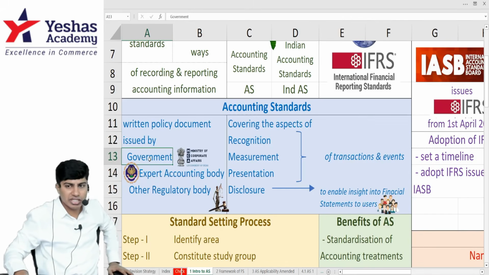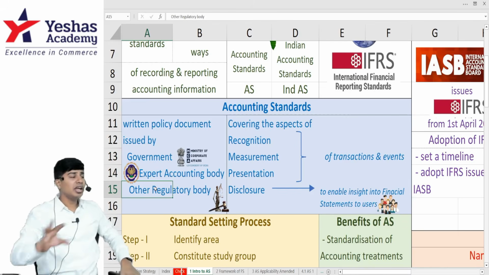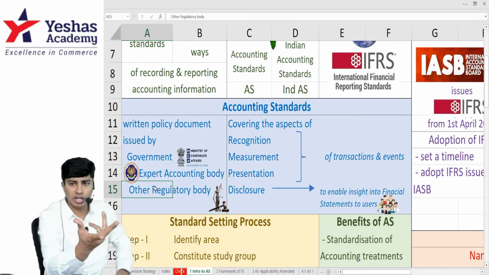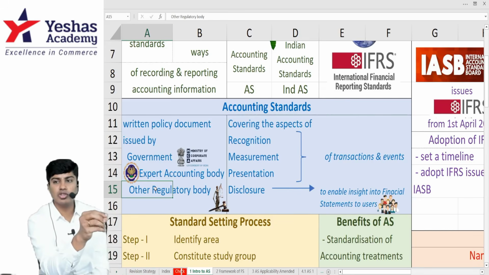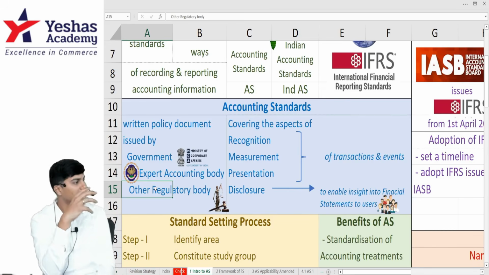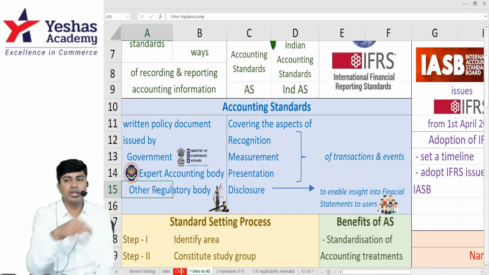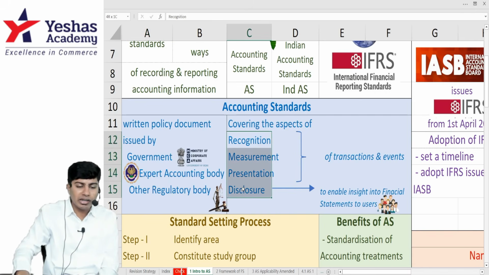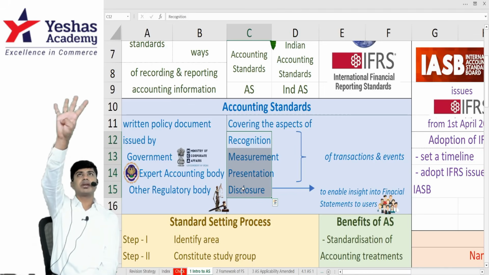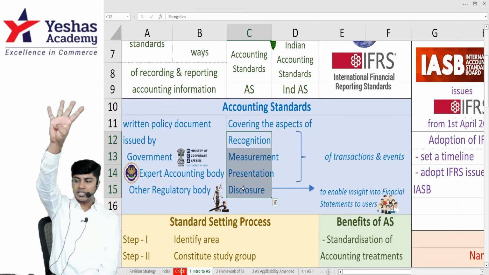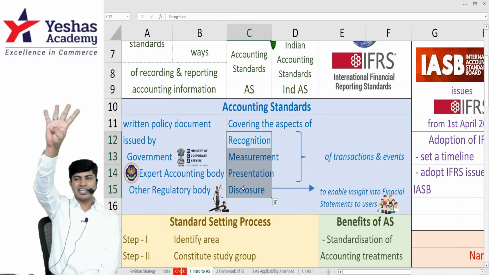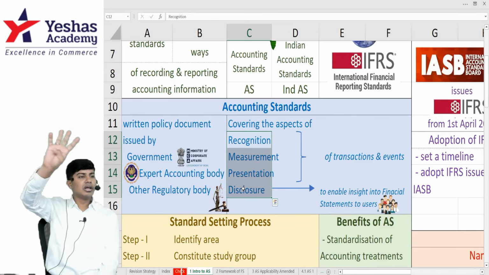Accounting standards are written policy documents issued by the government, as in MCA, or an expert accounting body such as ICAI, or another regulatory body. In the future, if a new regulatory body is created, it will also be empowered to issue accounting standards. Whenever these bodies issue accounting standards, they need to cover four points: number 1, recognition; number 2, measurement; number 3, presentation; number 4, disclosure.